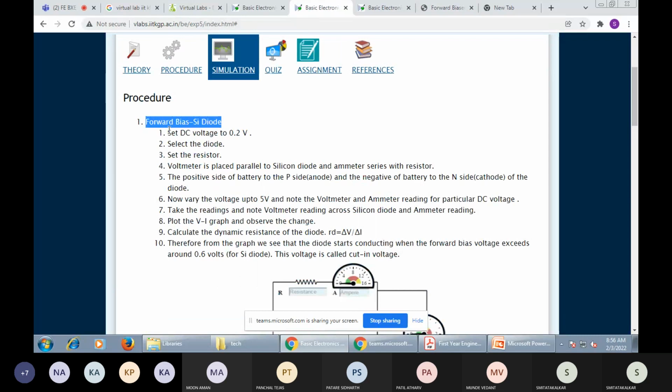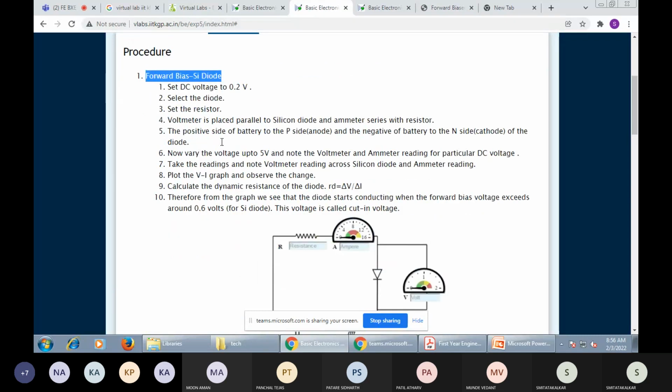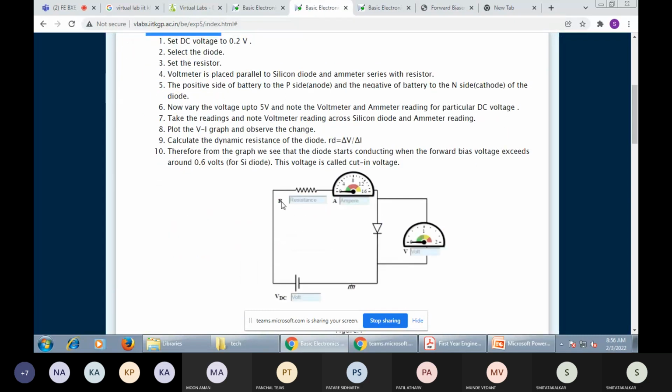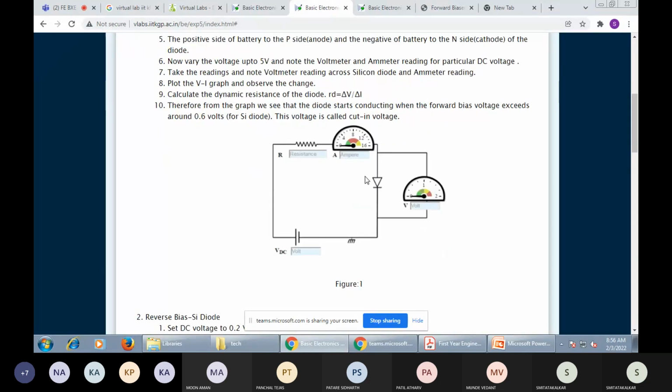Here is the procedure. First procedure, this diagram is similar. Here the resistance is R. Here the ammeter is measuring the current. Here is the diode, you can see the circuitry. The diode is in its conducting state in forward bias because the anode terminal is connected to the ammeter and the cathode terminal is connected to the negative supply.